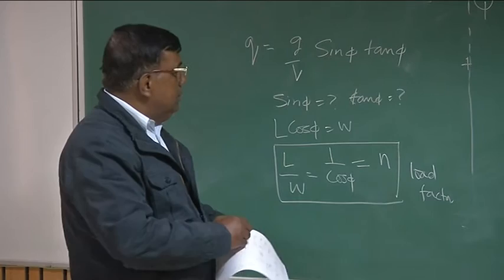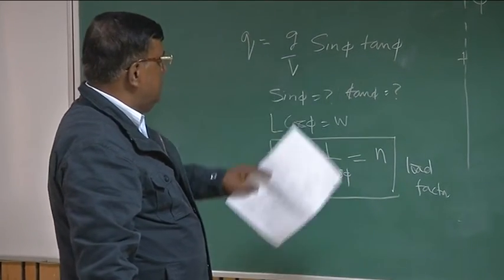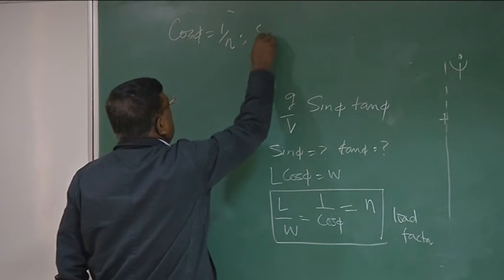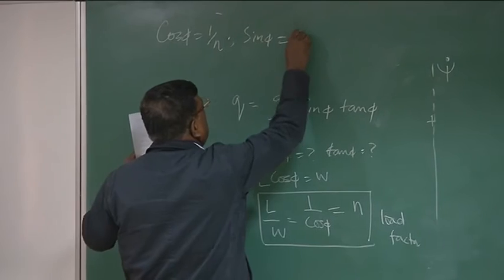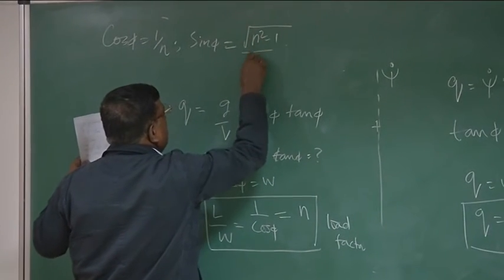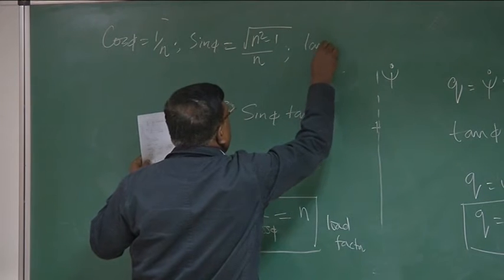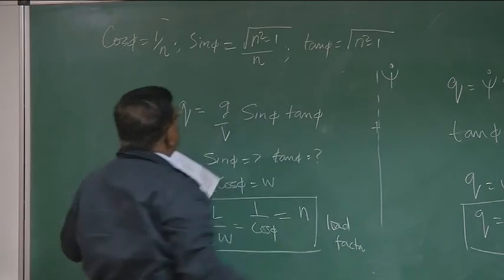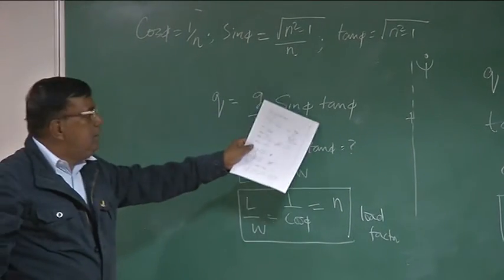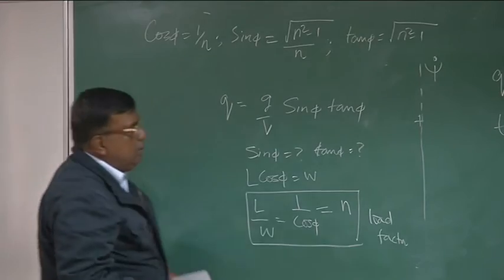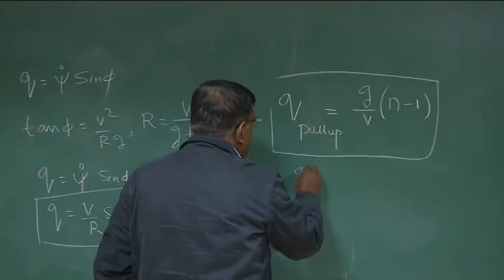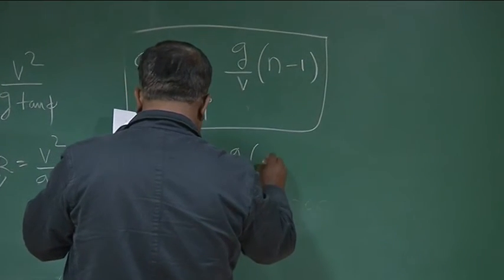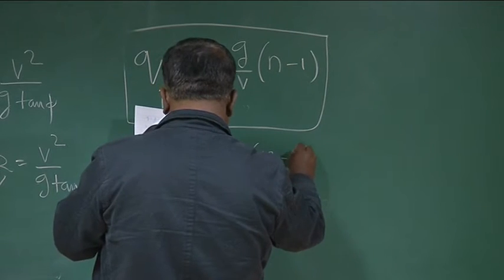What is our aim? It's very straightforward. Cos phi is 1 by n. So you can show that sine phi is equal to under root n square minus 1 by n, and tan phi is equal to under root n square minus 1. If I put all this here, then I will get q for steady coordinate turn as g by v times under root n square minus 1 by n.